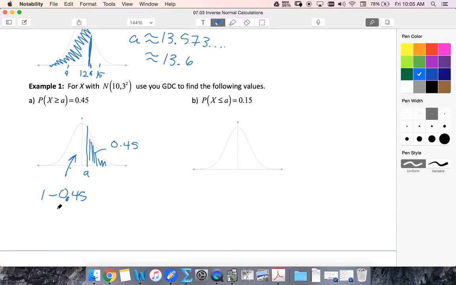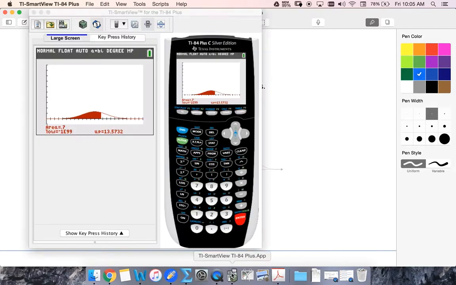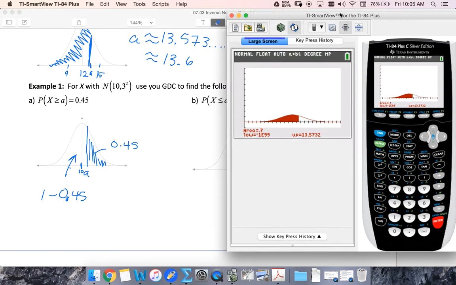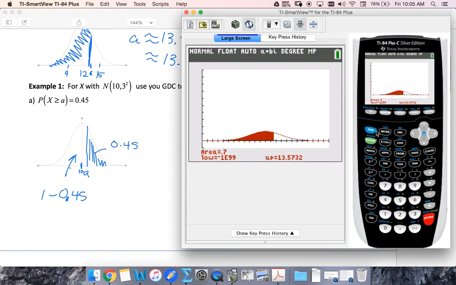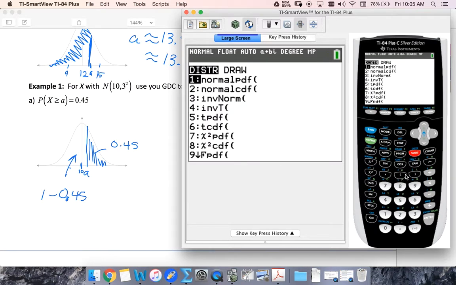So now I can do inverse norm on my calculator. I know that this value is 10. My standard deviation again is 3. So let's do that. Let me get a bit bigger. So distribution, inverse norm, it's number 3.